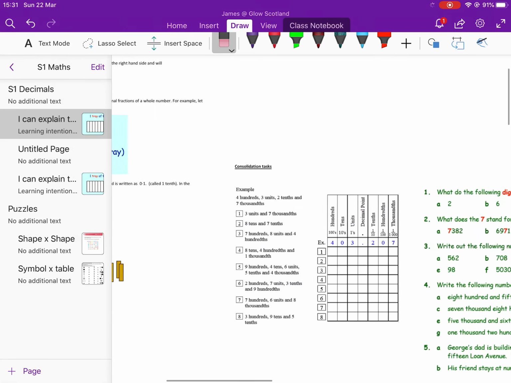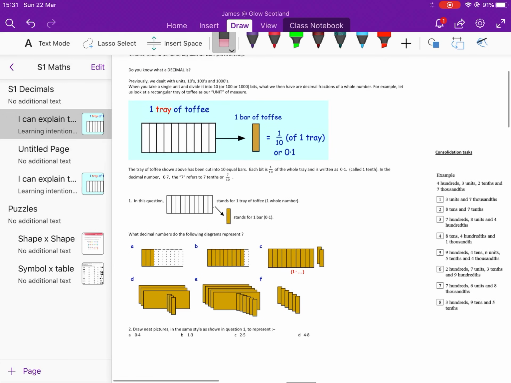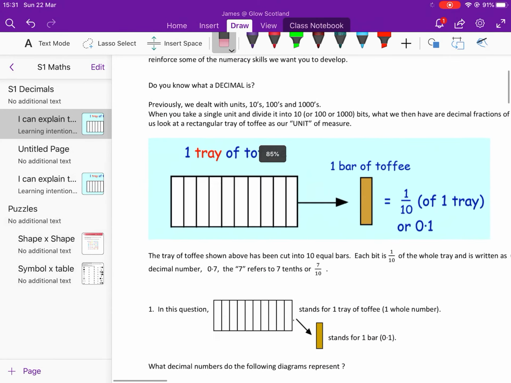If you're happy that you're going to try the work on decimals, then I absolutely would encourage you to do that. There's no need to do both. So if you're working through the tasks at the left hand side here, there's no need to do the consolidation tasks. Okay, so what is a decimal?